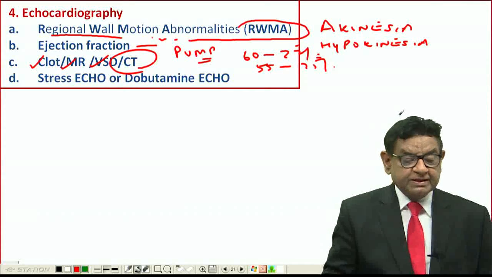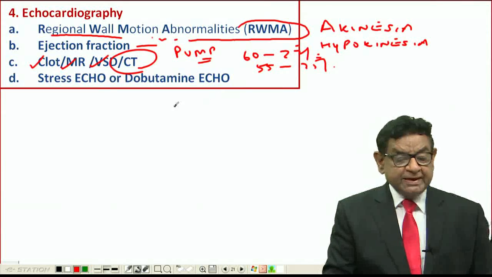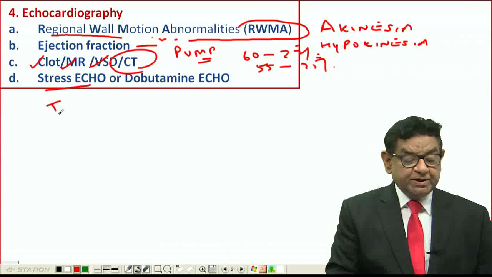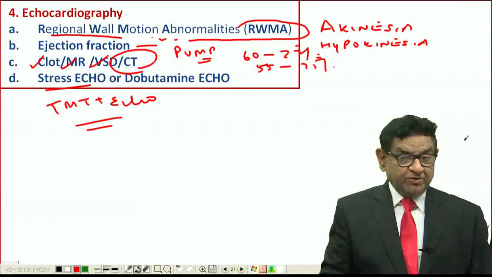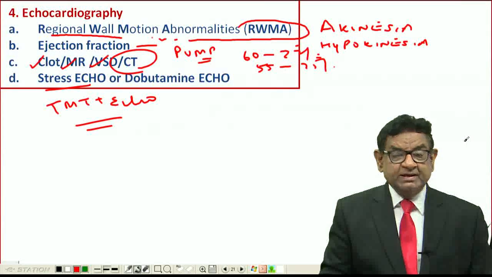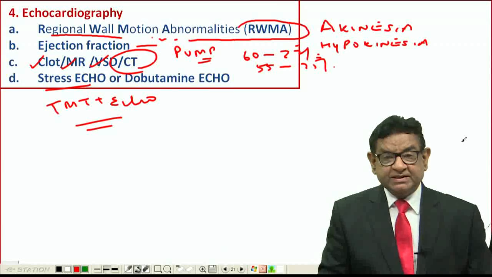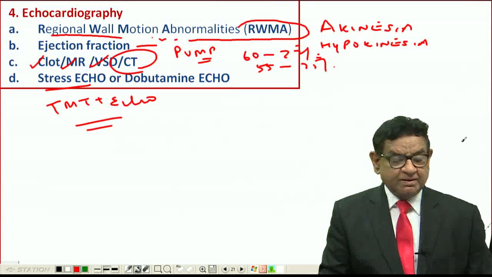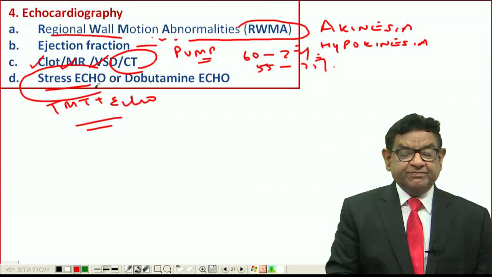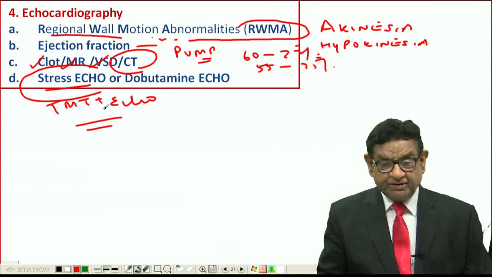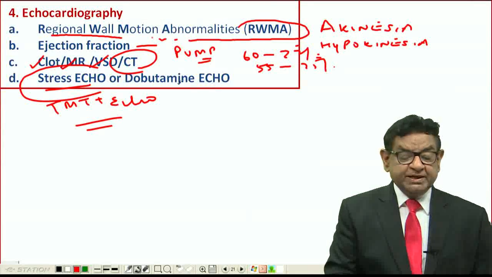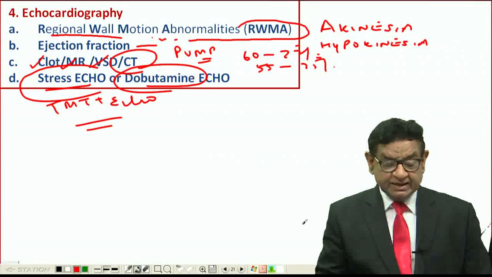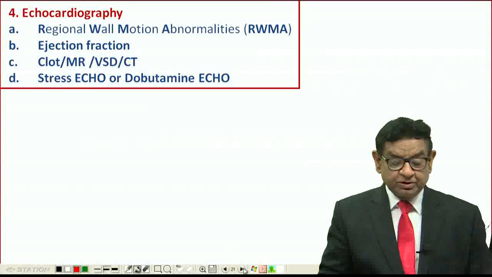Or one more thing, at times we can combine echo with a test. That means the patient we do TMT plus echo. It definitely has better yield. Why? Now we are visualizing the myocardium in the condition where it is under stress, where more ischemia is picked up. Stress echo is definitely better than echocardiography, and those patients where we can't do stress, we can combine echo with dobutamine test. Again, the idea is to look for the ischemia.